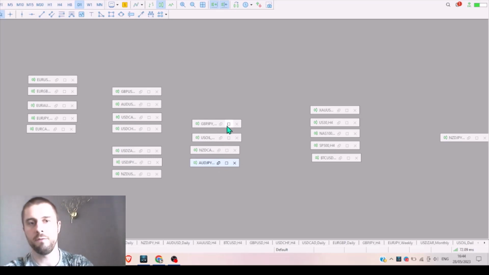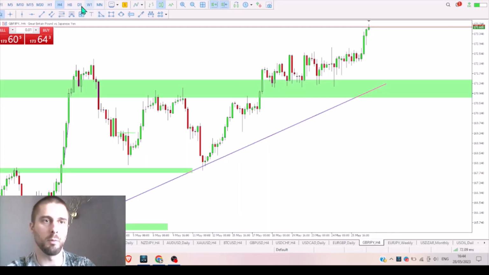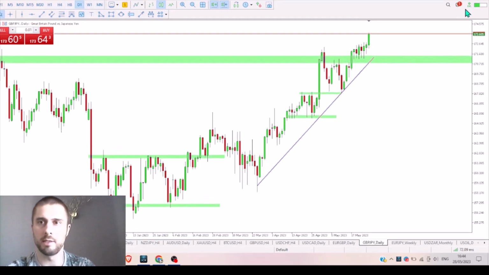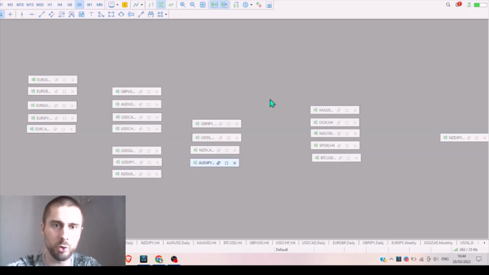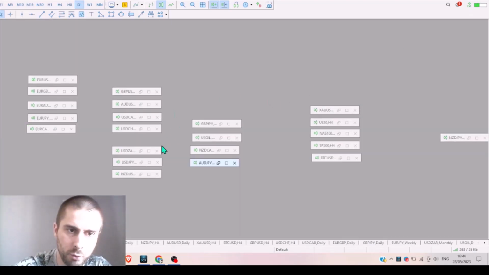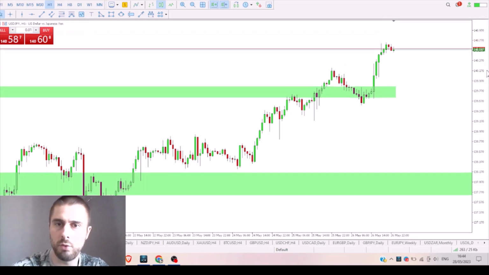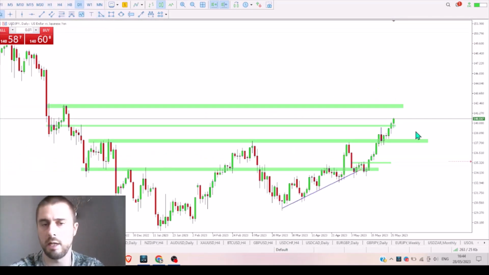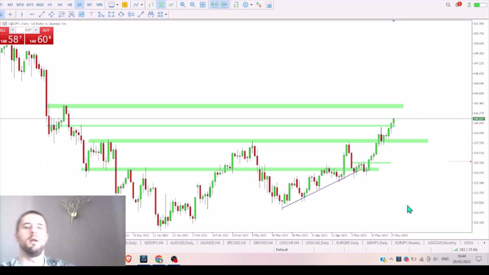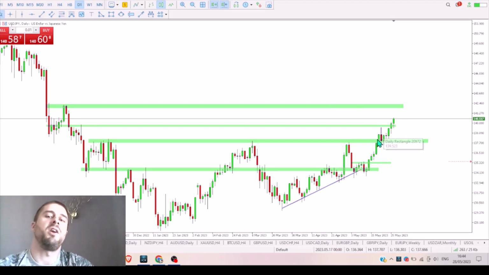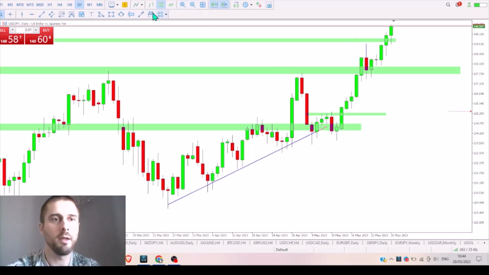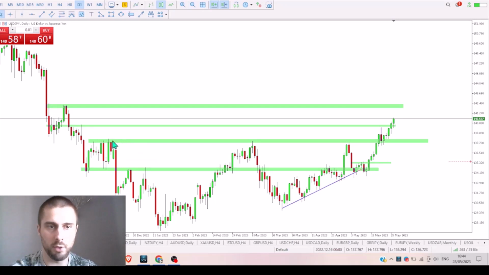Okay, so we have GBP JPY, which is also going bullish with everything against the JPY. I'm not sure if I have shown you the USD JPY, so here it is. Let's check this out first. So finally price broke above this area of resistance, and we have spoken about 2-3 zones in the previous video.